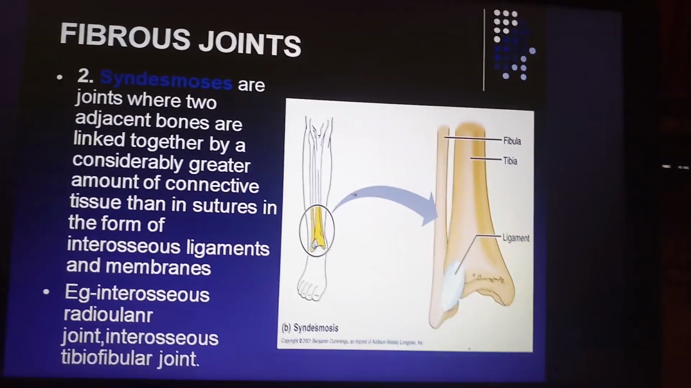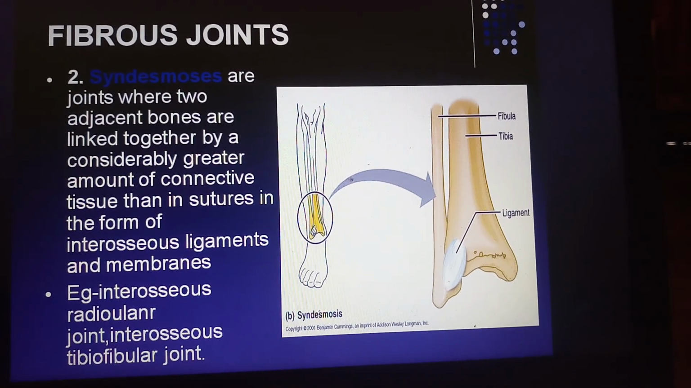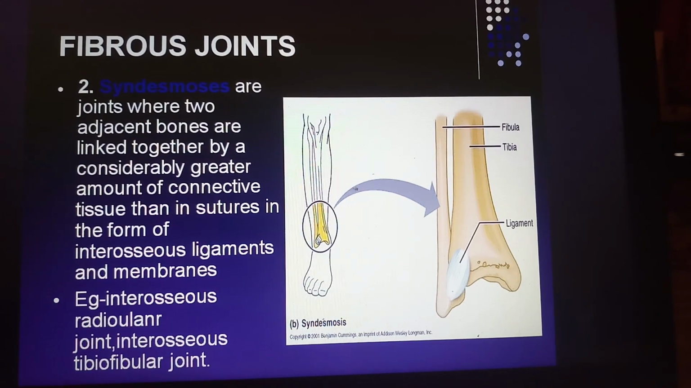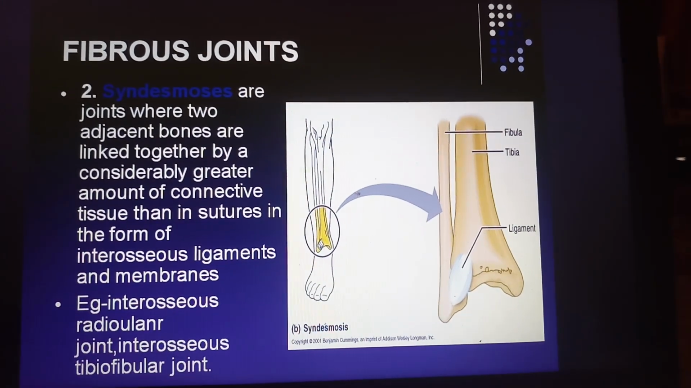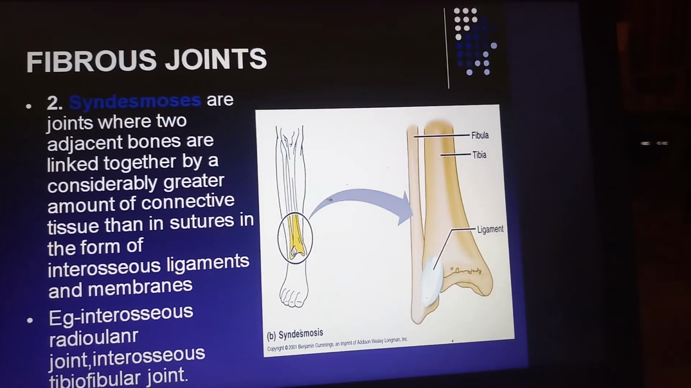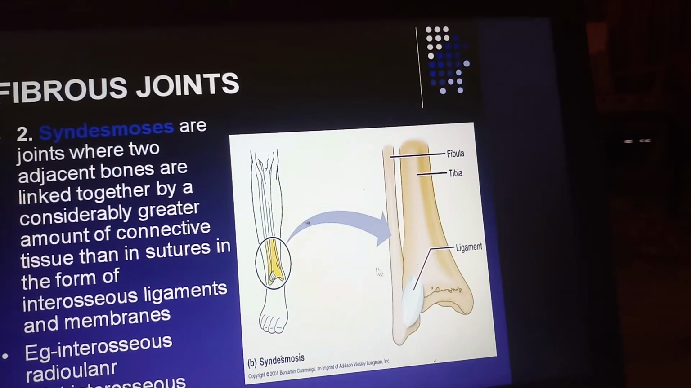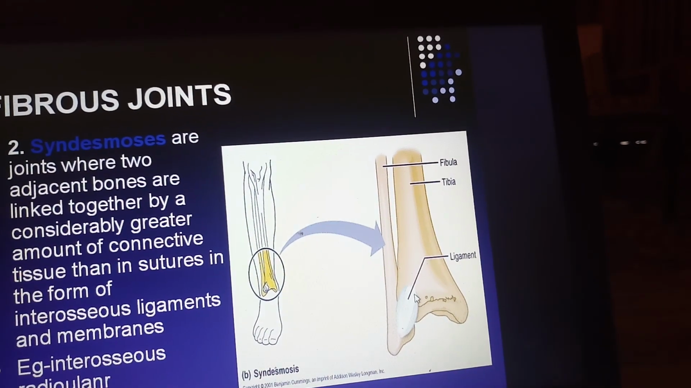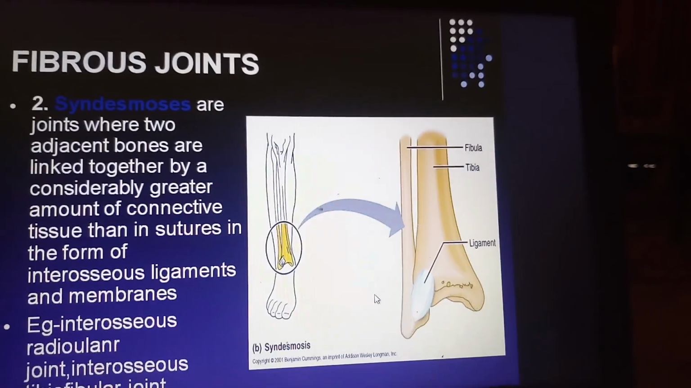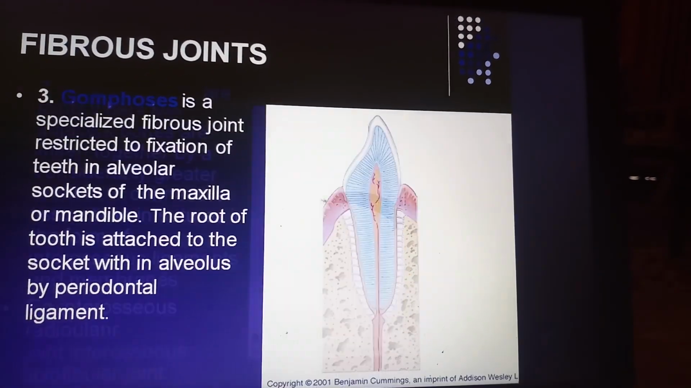Then fibrous joints are also classified into syndesmosis. What is syndesmosis? When two bones are connected by an interosseous membrane or ligaments, then the joint formed is a fibrous joint, in the category syndesmosis. What will be its example? The interosseous radioulnar joint and the tibiofibular joint. As you can see in this diagram, this is the tibia and fibula, and this is the interosseous ligament, and it is connecting them. So the tibiofibular joint, and also the radioulnar joint. So, syndesmosis has two examples, the radioulnar and the tibiofibular joints.